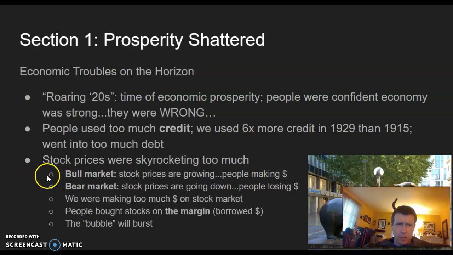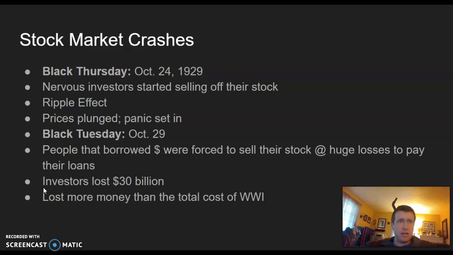A couple of important terms. You have bull market and bear market. A bull market is when stock prices are going up, people are making money. And a bear market is when stock prices are going down, people are losing money. Those are good possible test questions.